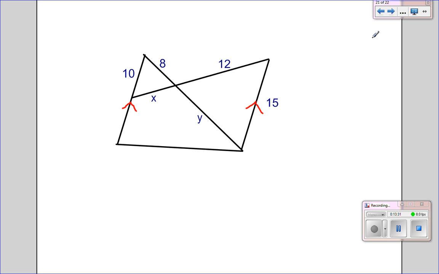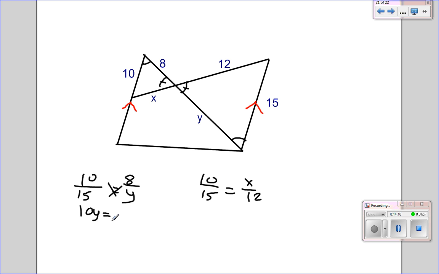All right, one more. I want you to pause the video and try this one on your own. All right, so we have x and y here. We have parallel lines cut by a transversal, so alternate interior angles are congruent, and vertical angles are congruent. So we know these triangles are similar by AA, so I could solve for the missing sides. So 10 over 15, those are corresponding, equals 8 over y, that's one setup, and then 10 over 15 equals x over 12. So just solve both of those and you're done.